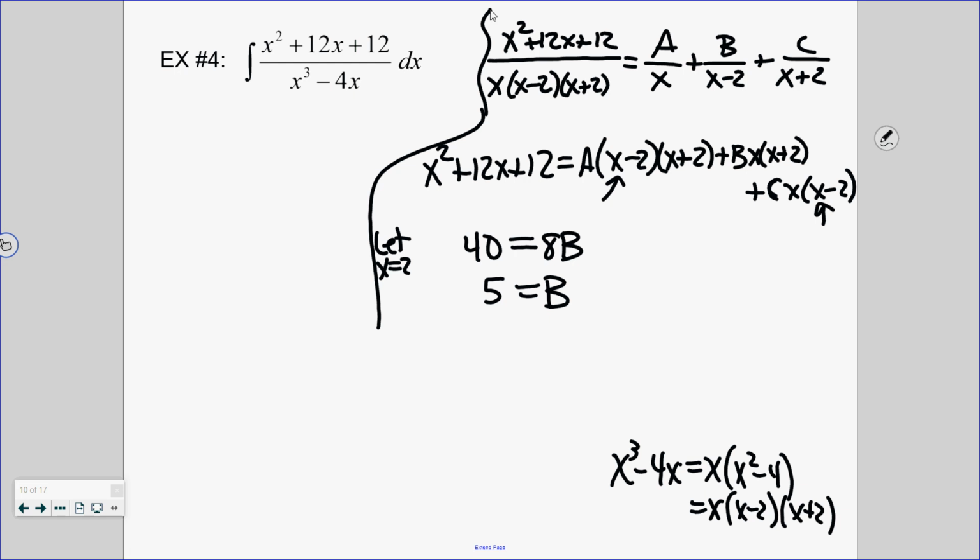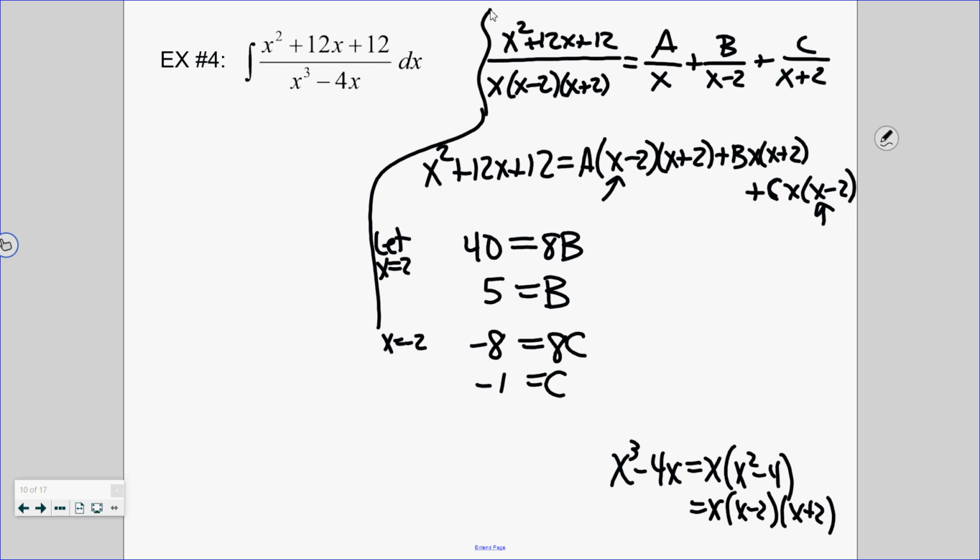Then we're going to do the same thing. Let's let x equal negative 2. So that's going to be 4 minus 24, so that's negative 20 plus 12, so that will be negative 8. And then when I put negative 2 in, the first 2 terms will be 0, so only c will be left. That'll be negative 2 times negative 4. That's 8c. So c is negative 1.